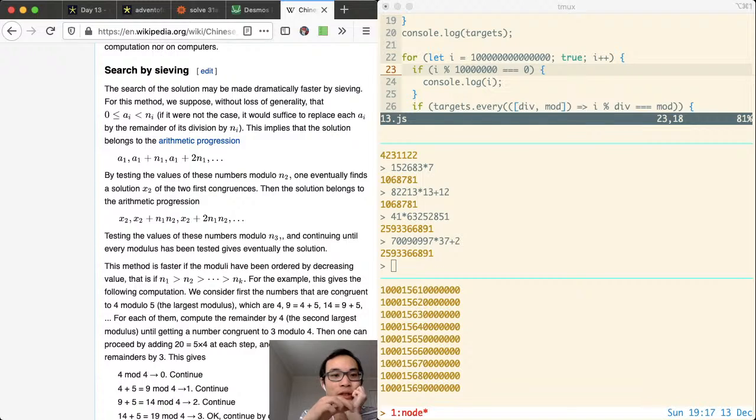Suppose without loss of generality that ai is within ni. This means that the solution belongs to the arithmetic progression a1 plus n1, a1 plus 2 n1, which was the solutions that we found on WolframAlpha. By testing the values of these numbers modulo n2, one eventually finds the solution x2 of the first two congruences. Then the solution belongs to the arithmetic progression. Okay, so I think this is it too.